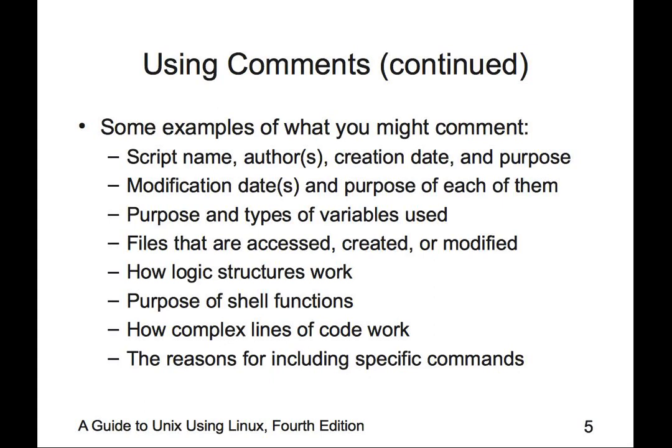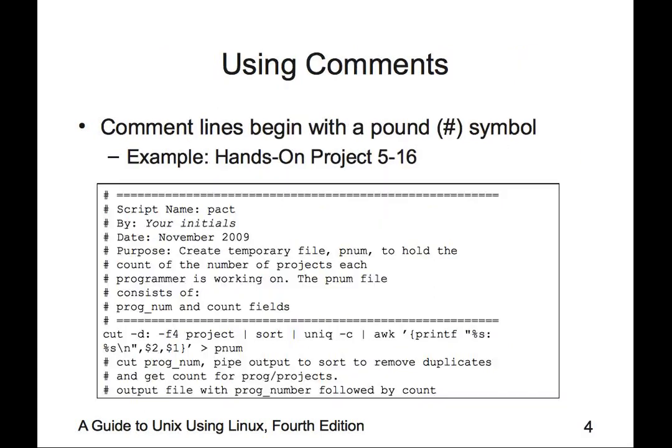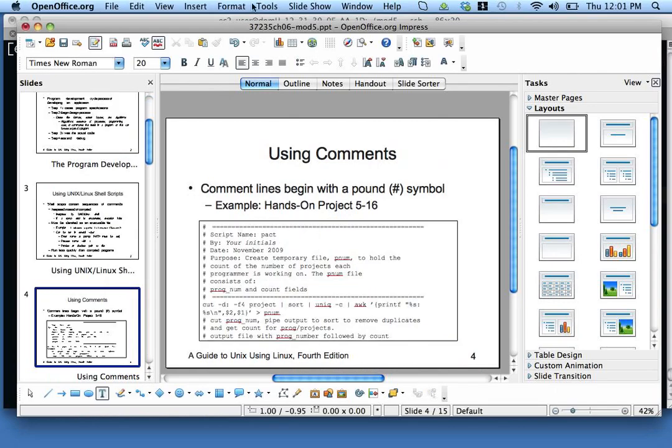Here's some examples when you might want to comment. You might want to add a little header. If we look at this back here, we had a header. It had the name of the script, who wrote it, the date, what it was for. You might want to include revisions, like a version number 1.0 as the initial version, and then when you modify it, make it version 1.1. You know, put in what you modified.